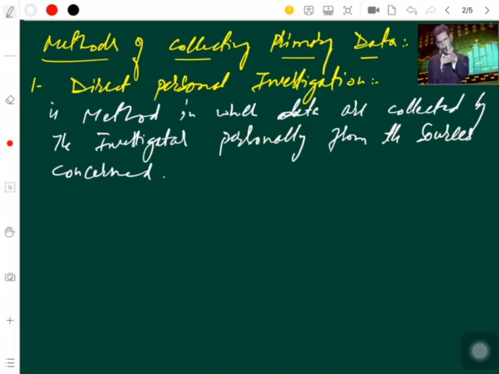It is why. Now, if I am talking about a word, I am writing a word, you are able to understand. When I am saying sources, you are able to understand what I am talking about. When I am saying investigator, you are able to understand what I am saying. Direct personal investigation is such a method in which the data are collected by the investigator personally. He himself goes and collects the data.